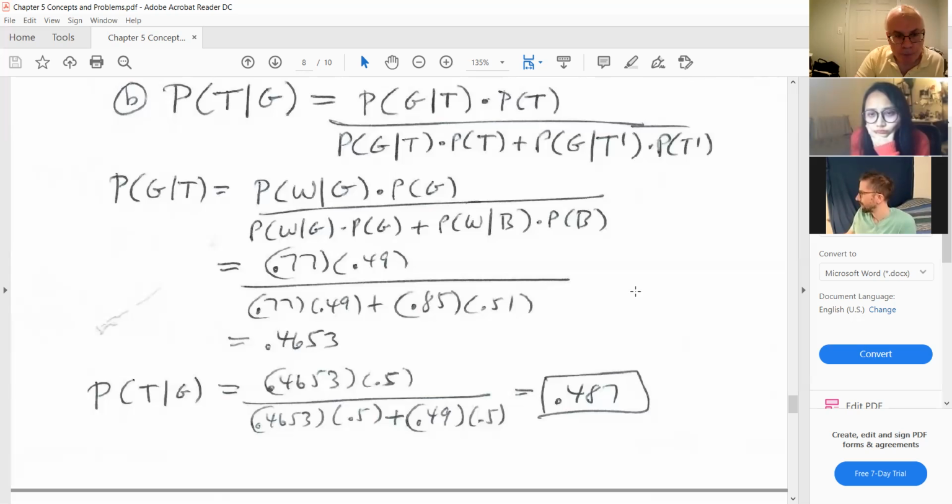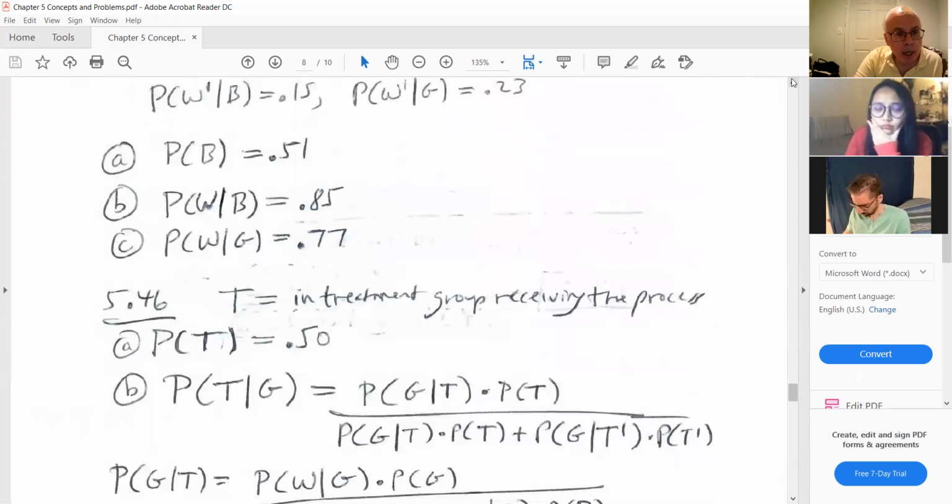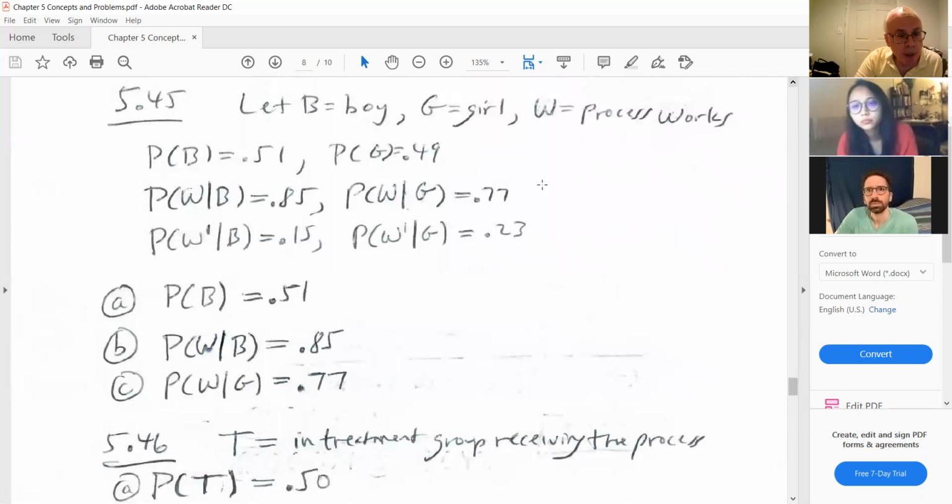All right. Well, the place where I'm confused about the way you set it up is that part where you wrote probability of a girl given the treatment. I just thought that was 0.77 because it said that in the problem. All right, let's go back. Looking at the way I set it up, this is actually the probability that the process worked, given it's a girl. It's not the same thing.